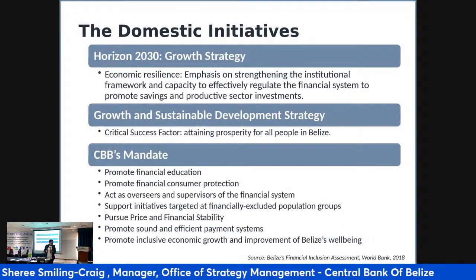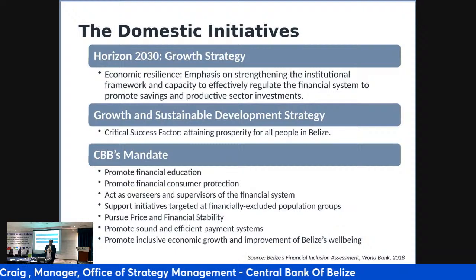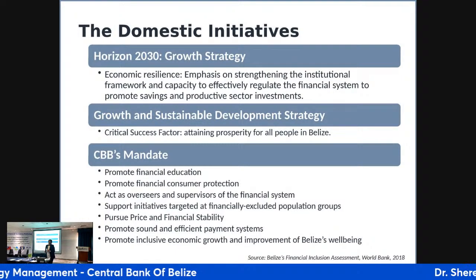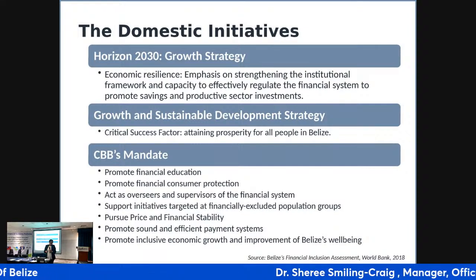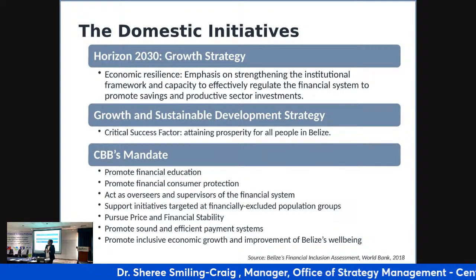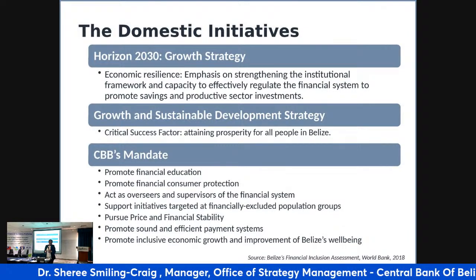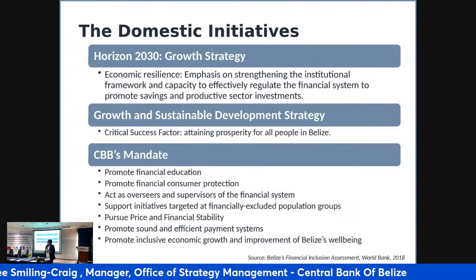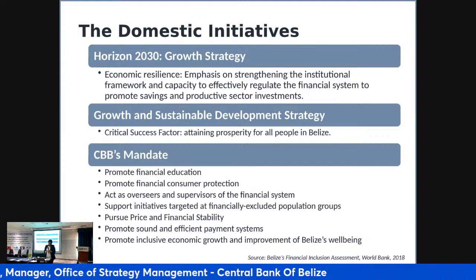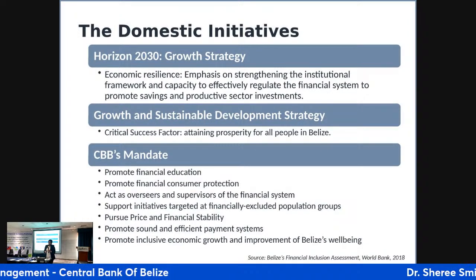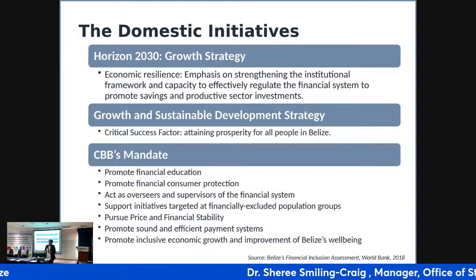The last time you may have heard from us, we were promoting the implementation of the national payment system, which is called the Automated Payments and Securities Settlement System, which the central bank implemented, owns, and operates. And that connects all the banks so that they can transfer payments among themselves. We also want to promote an inclusive economic growth and improvement of Belize's well-being.